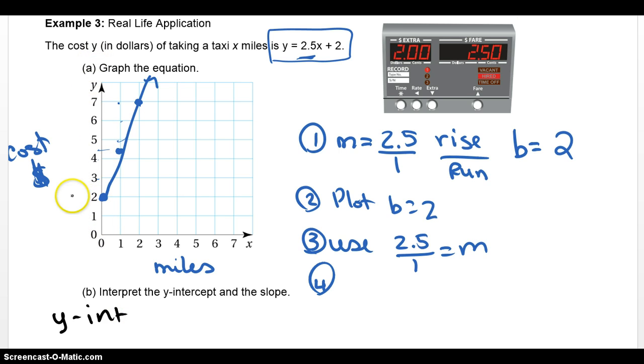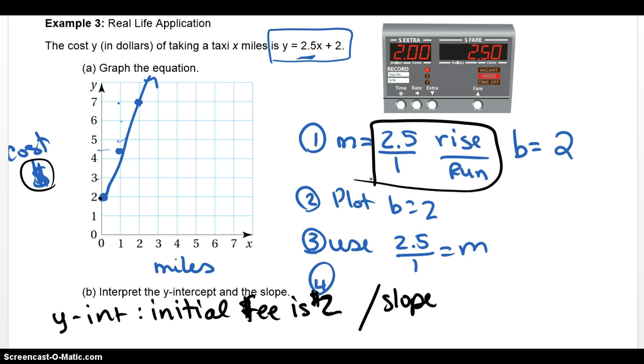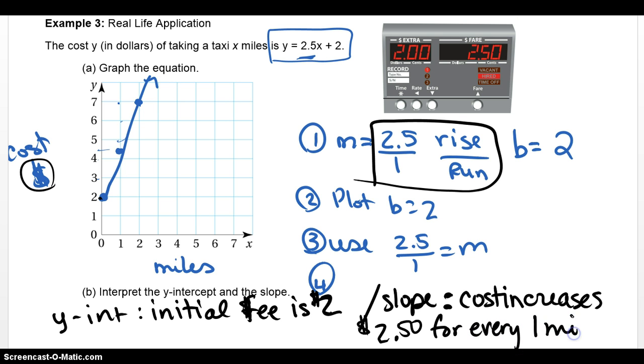if we look at where it intersects the y-axis, the y-axis is representing the cost. So the cost at 0 miles is $2. Well, what does that mean? Really, it just means that the initial charge or the initial fee is $2. So no matter how many miles you drive, they're going to charge you a fee of $2. Okay, then the question says, what does the slope mean? So the slope is 2.5 over 1. So looking up here, 2.5 is the cost, the rise over the run, the y value. So that means the slope says that the cost increases $2.50 for every 1 mile that you go.